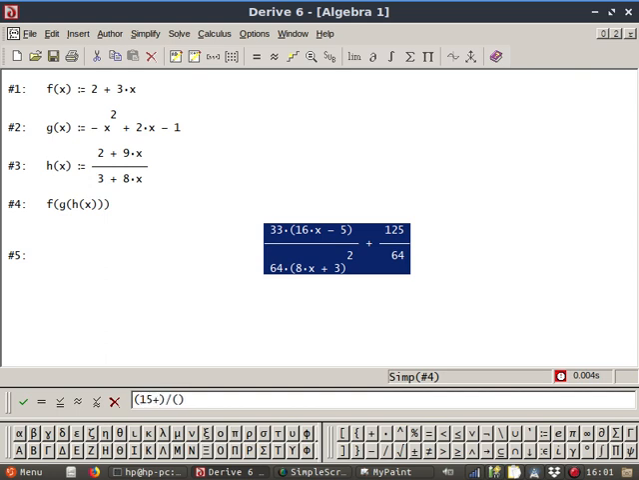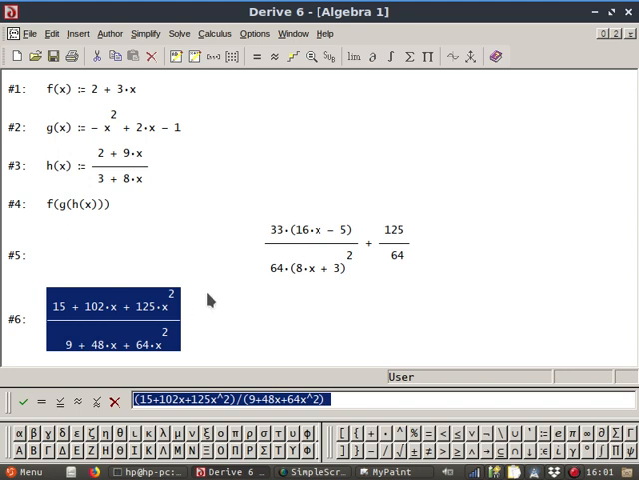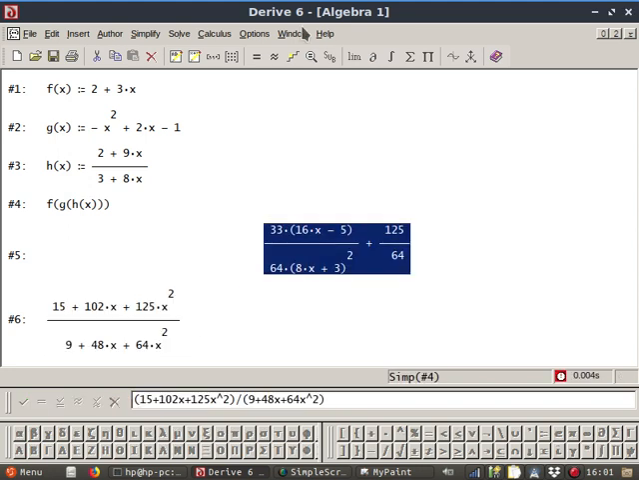15 plus 102x plus 125x squared over 9 plus 48x plus 64x squared, like that. We want to see if these are the same. I know how we'll do that. We can plot them.